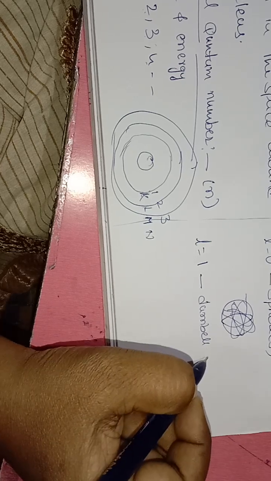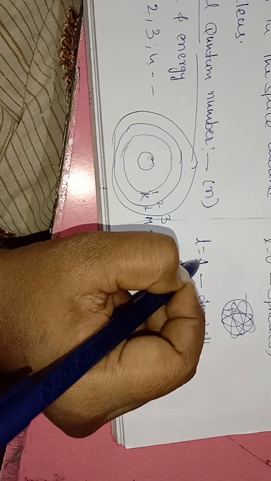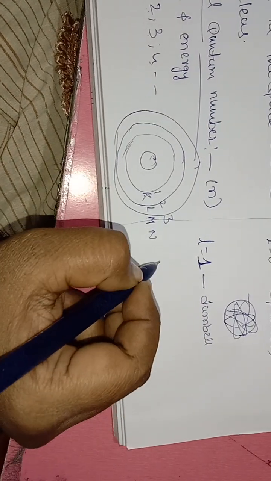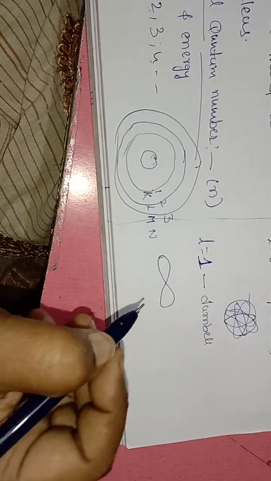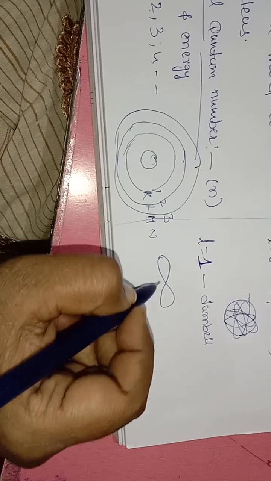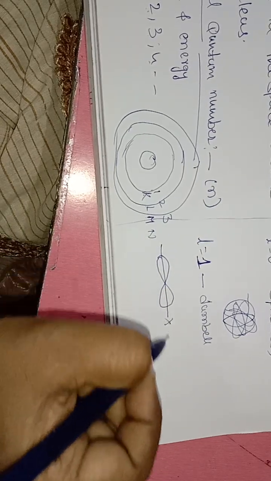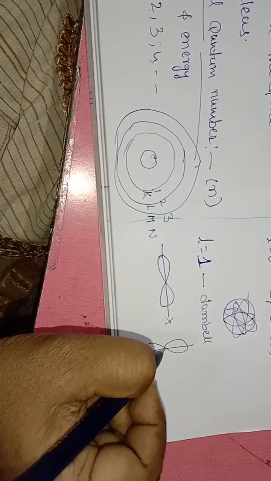Dumbbell. Next, if L is 1, dumbbell shape. Dumbbell shape means the shape will be like this. Here we have not only exactly this; if it is on the x-axis, one orbit, then a dumbbell shape will be on the y-axis.